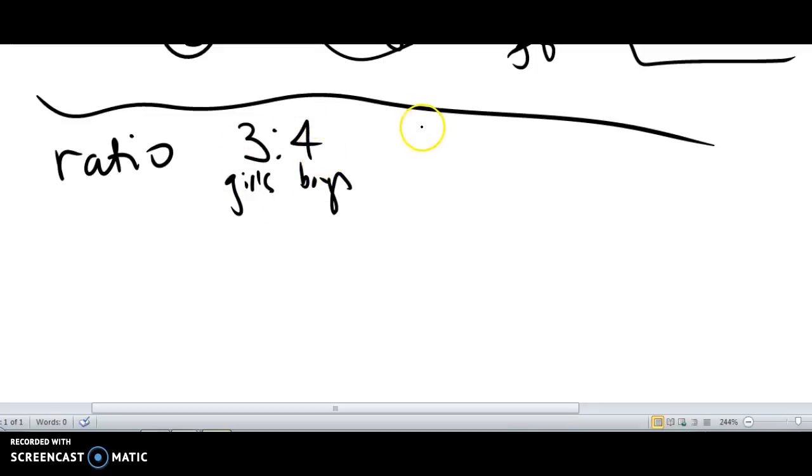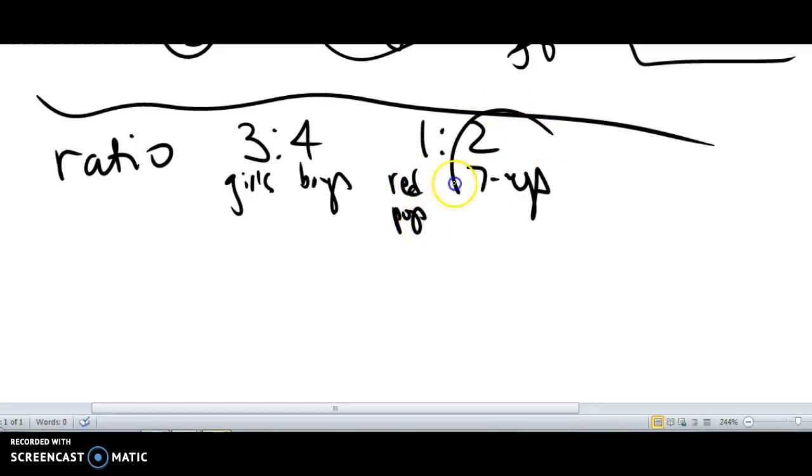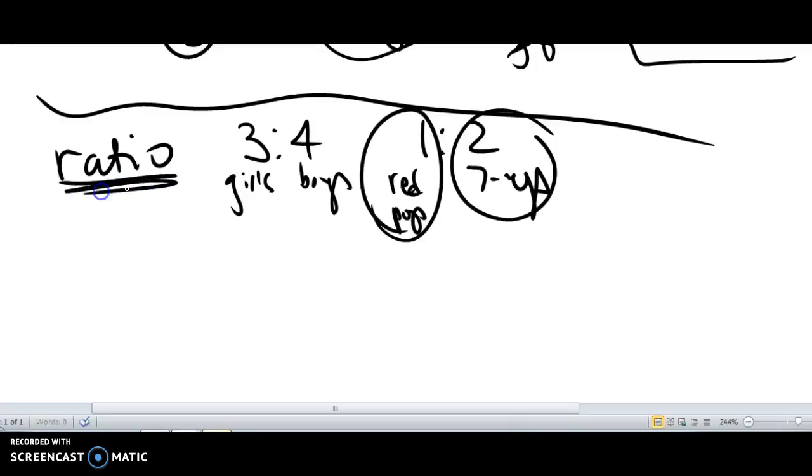Or you might think of it as 1 to 2. And so this might be like with a punch. So maybe you have red pop, and then maybe 7-Up over here. So notice we don't really have any units. So it could be 2 gallons of 7-Up to 1 gallon of red pop, or 2 liters of 7-Up to 1 2-liter of red pop. Or it could even be 2 cups of 7-Up and 1 cup of red pop. And that ratio is consistent, so they're all going to taste the same. So again, ratios tend to be unitless.